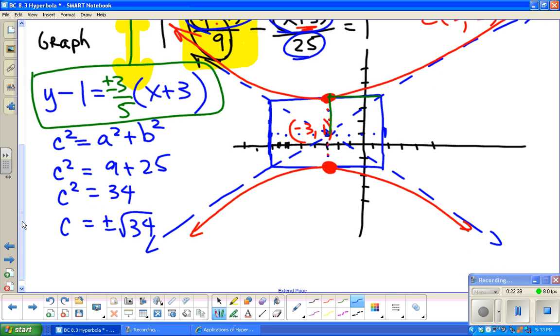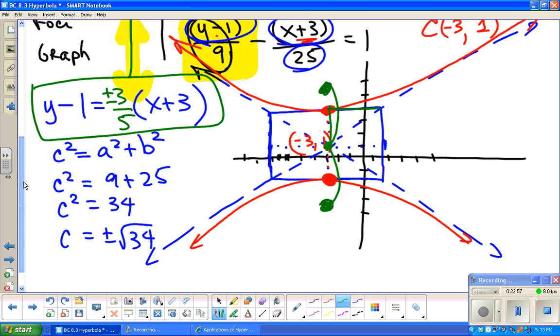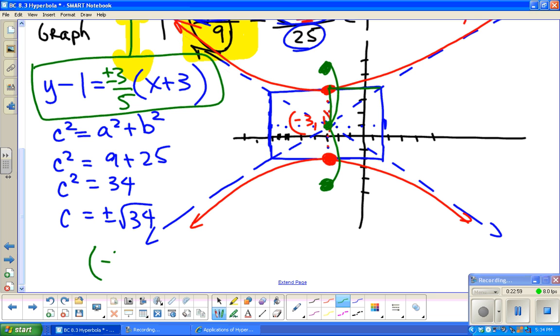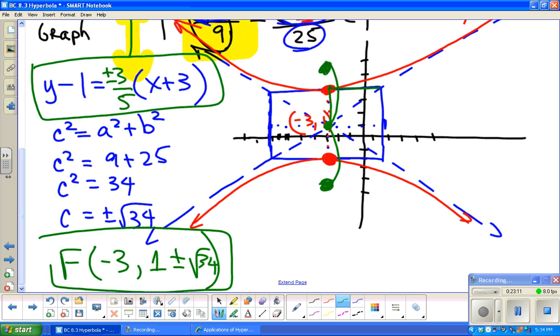So foci, if you recall, we talked about this before, are always inside the curve. Since this particular hyperbola is oriented up and down, from the center, we're going to have to go up square root of 34 and down square root of 34. The center was at -3, 1. So with the y value, plus the square root of 34 and minus the square root of 34. Those are the foci, the focuses.